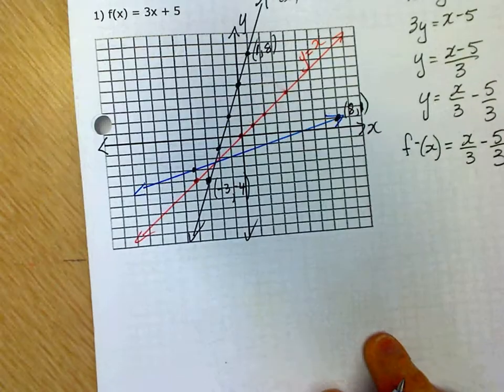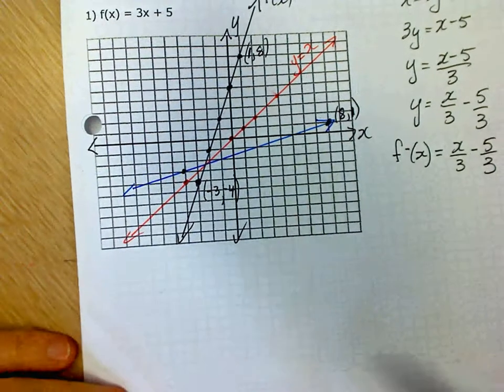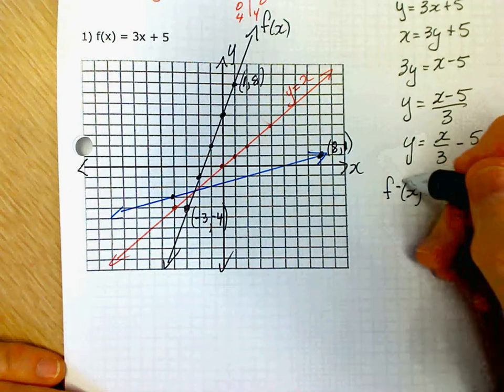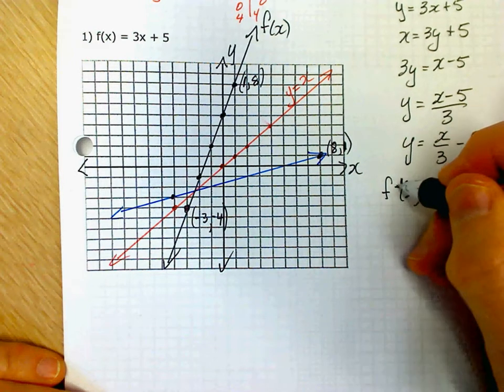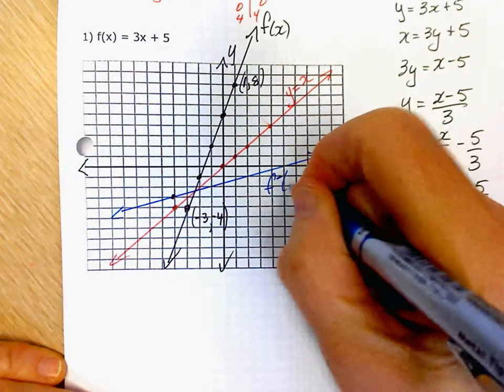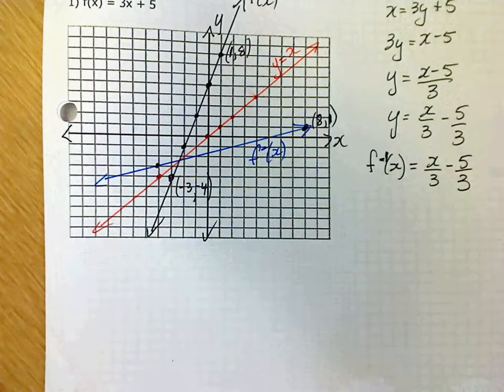Okay, so this is our inverse function. Oh, you know what I forgot to do is write f minus 1 of x. I should have a minus 1. This one is f minus 1 of x. And there, now we've drawn both graphs.